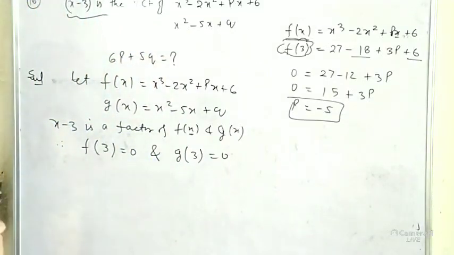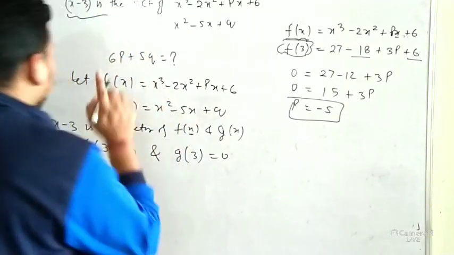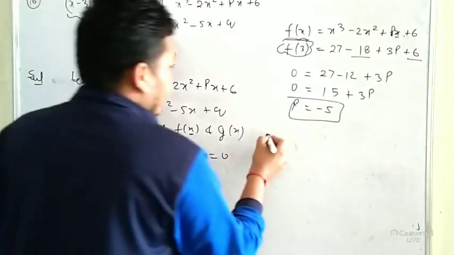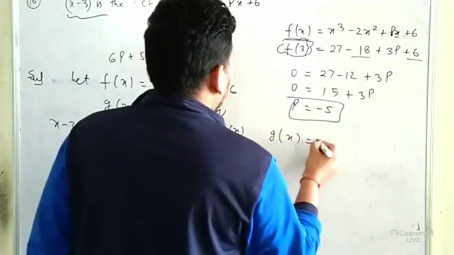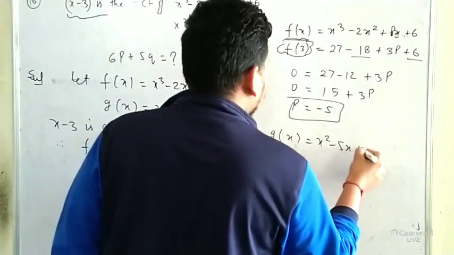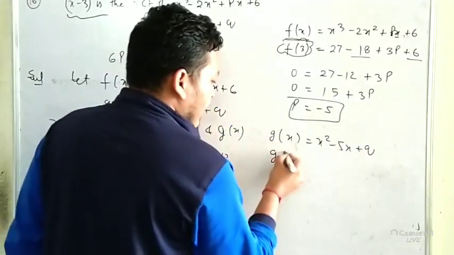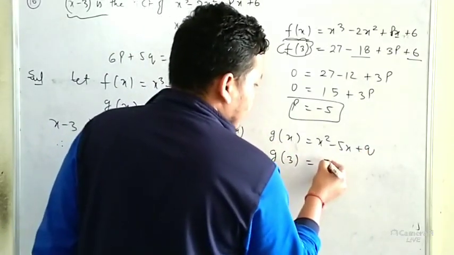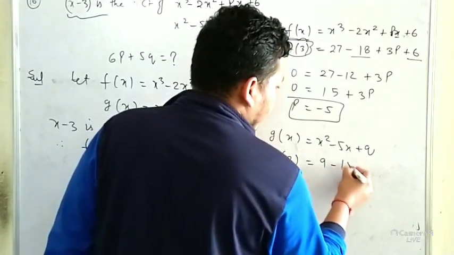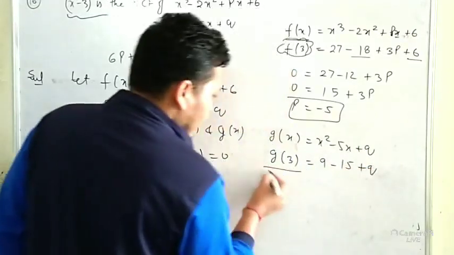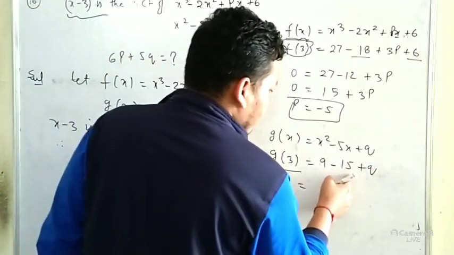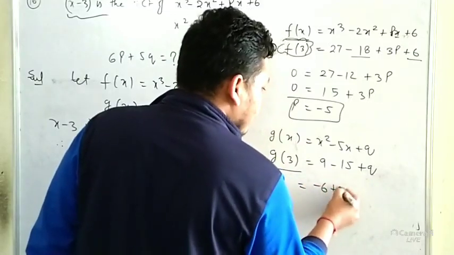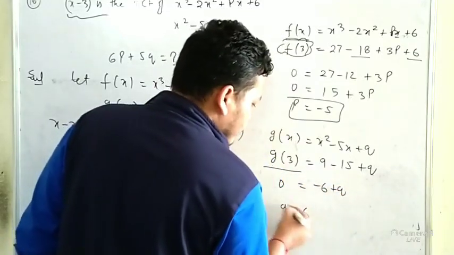Okay. Next, for the second part, it is given that g(x) is equal to x square minus 5x plus q. For g, the factor is 3. So 3 times 3 is 9, minus 5 into 3 is 15, and plus q. Its remainder is equal to 0. So 15 minus 9 is 6, plus q. So q is equal to positive 6.